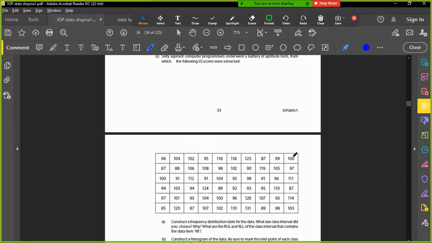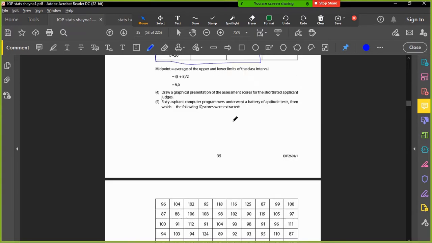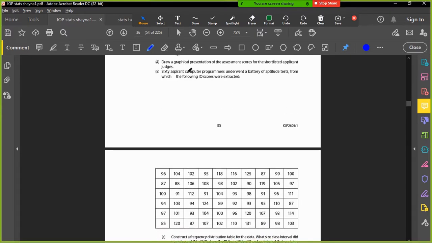Okay. All right. Here's the table. What do we have here? We have computer programmers that undertook battery aptitude tests.